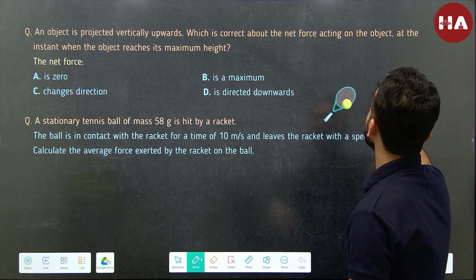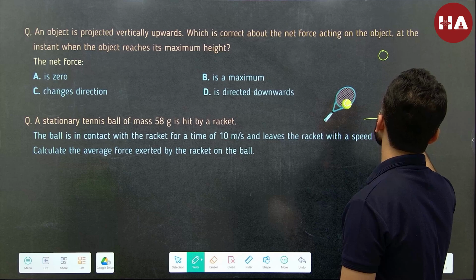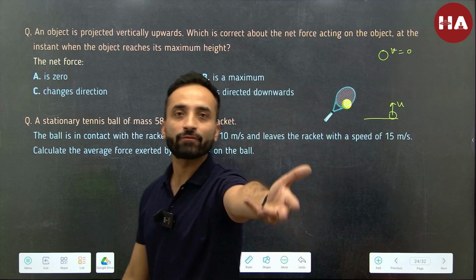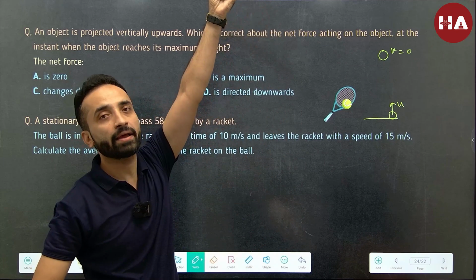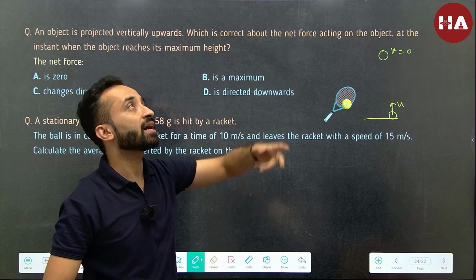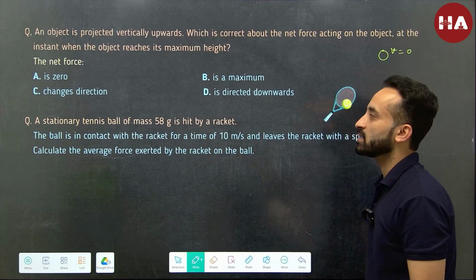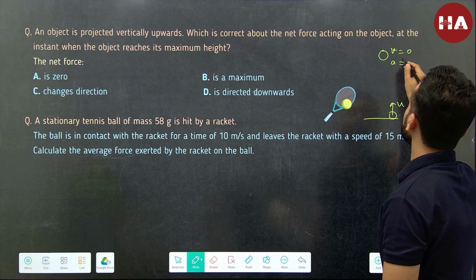So imagine when it is at its maximum height, shall we say its velocity is 0? Of course, yes, because when it is at its highest point, it reaches there and then it retraces its path, it returns back. So at the highest point, can we say velocity is 0? Yes, but should we say the acceleration is 0?